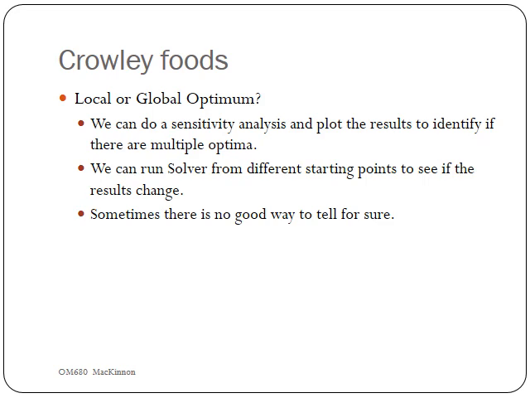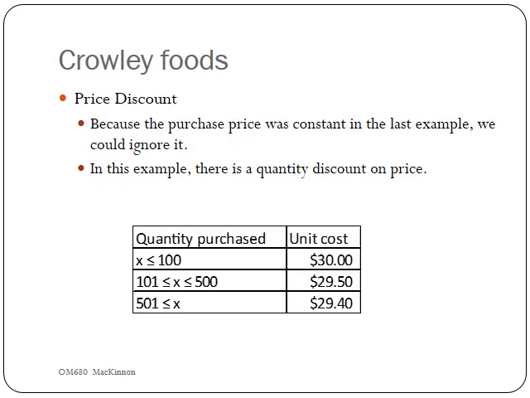If you see humps, then you'll know that there may be multiple local optima. We can run solver from different starting points to see if the results change. As I said, if we initialize the cells with different values, solver will often come up with a different solution. Sometimes there just isn't a good way to tell for sure.